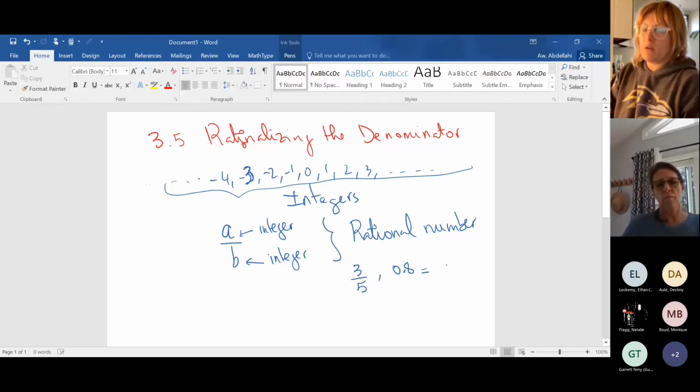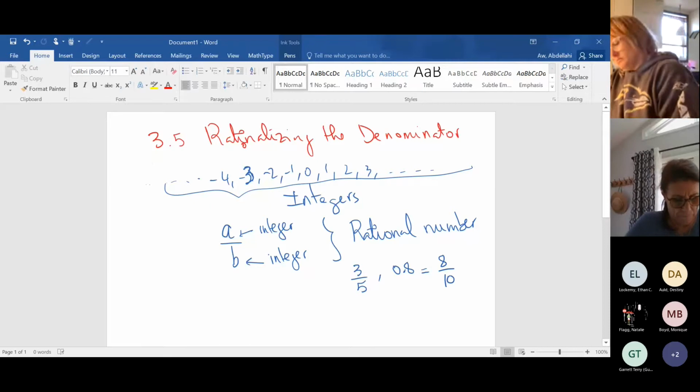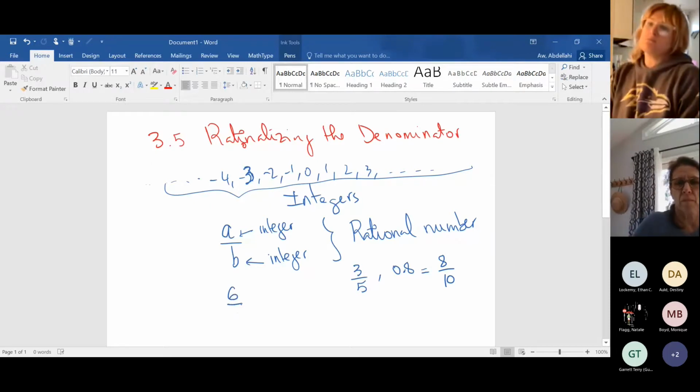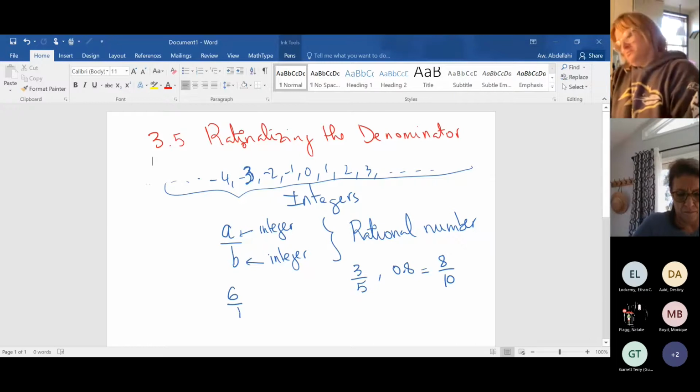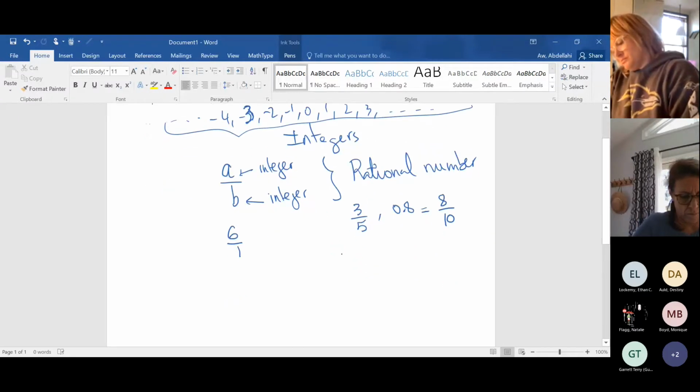0.8. Actually, we can write it as 8/10, right? You see, etc. An integer like 6 is a rational number because 6 is 6/1, right? So when the decimal number never stops, right?